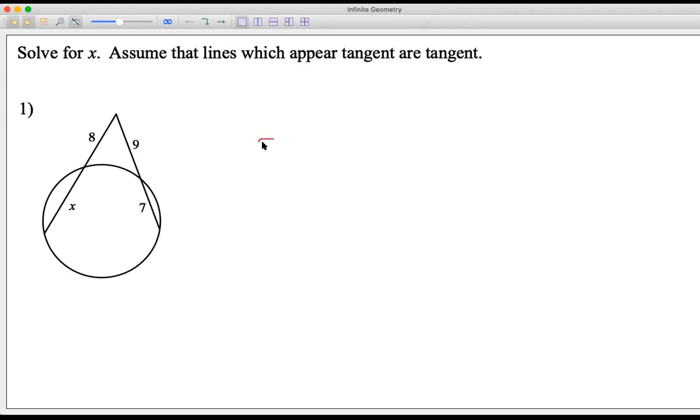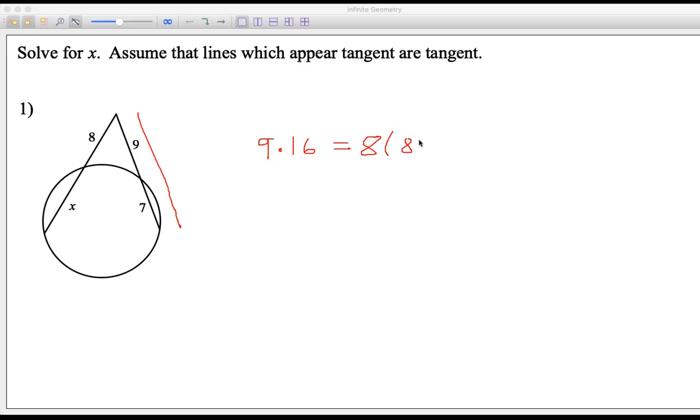So let's see, 9 times 16, that's the piece on the outside over here, times the whole thing, which is 16, 9 plus 7. And that equals the piece on the outside on the other side, 8 times the whole thing, and the whole thing would be 8 plus x. All right, Matt, distributive property.